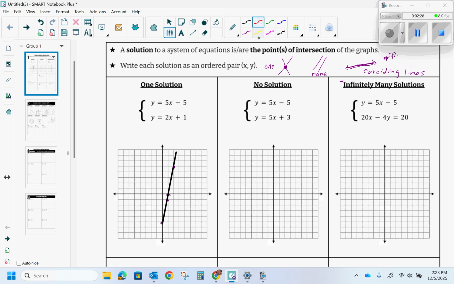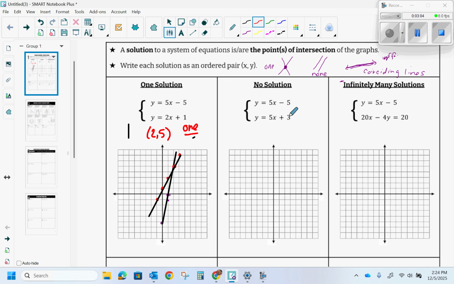And then I'm going to change colors here. Let's do 2x plus 1. So y-intercept is 1, up 2 over 1, up 2 over 1. Boom, we got an intersection. Let's try that again. You can see that it intersects here at the point 2, 5. So there's one solution. Okay, so 1.